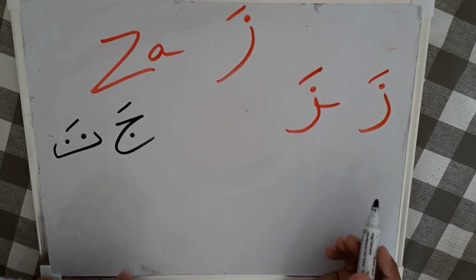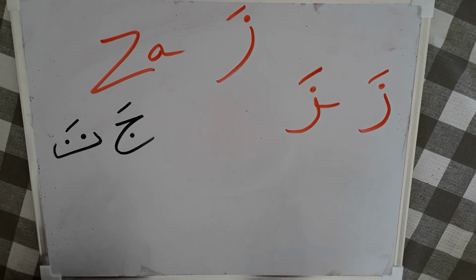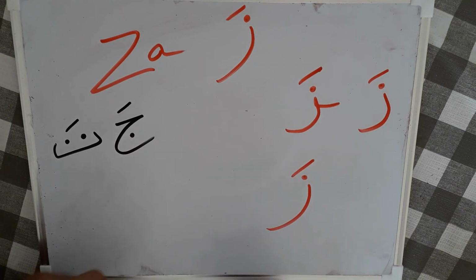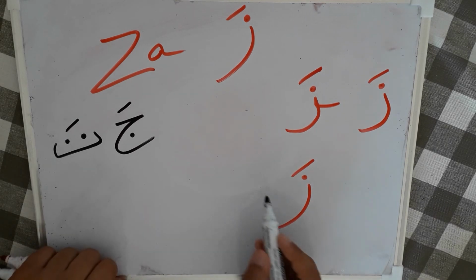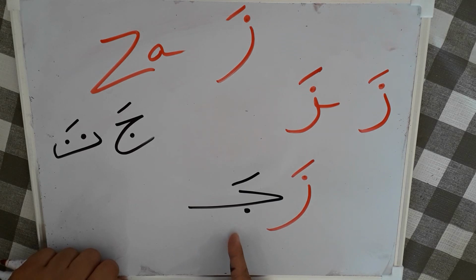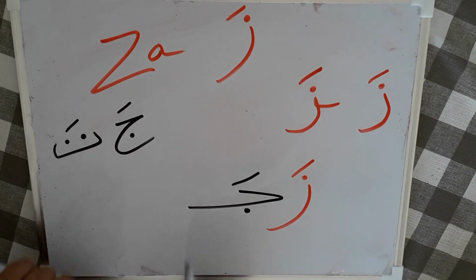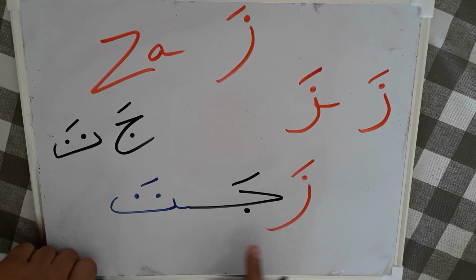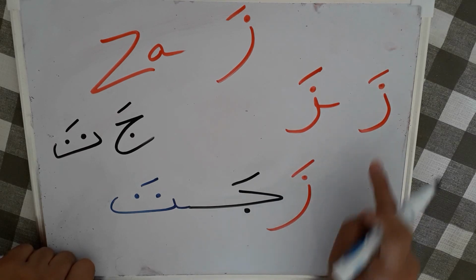Let's get started. The first word will be Z, then J, and the last one will be T. Z, J, T. No meaning, okay? So now that was Z in the beginning of the word.